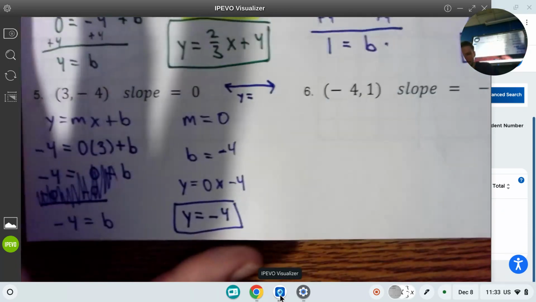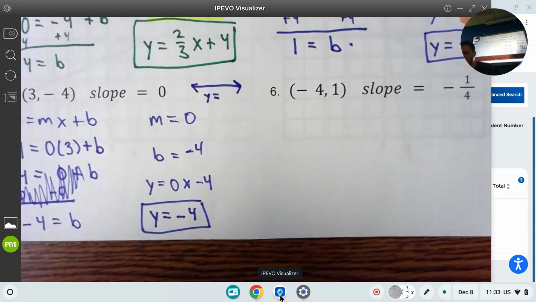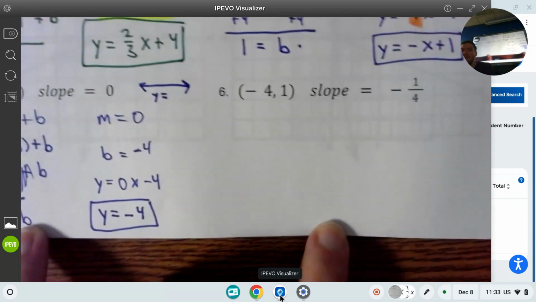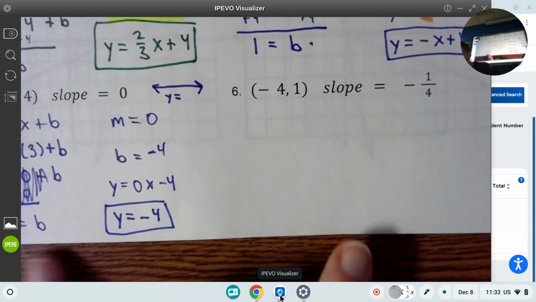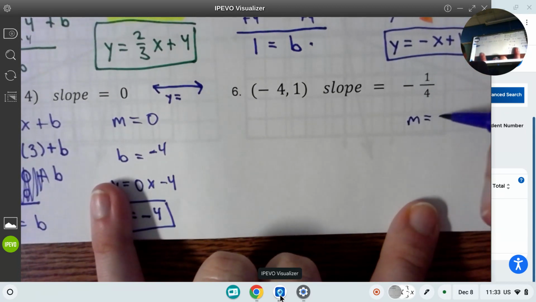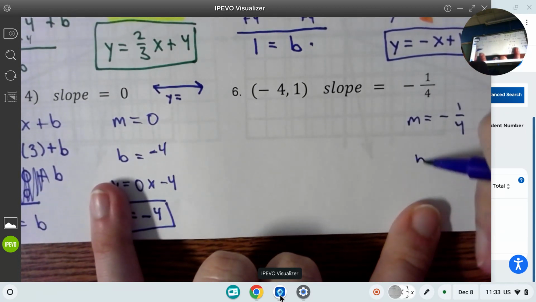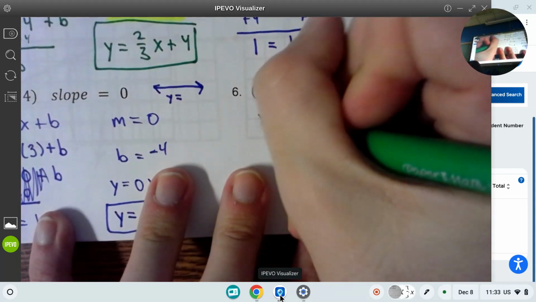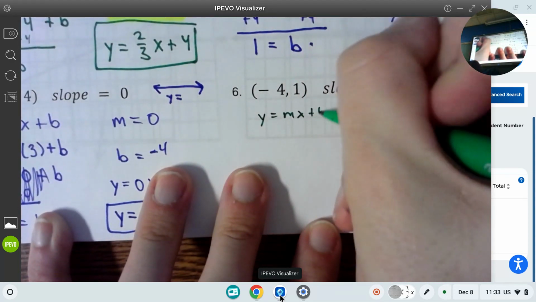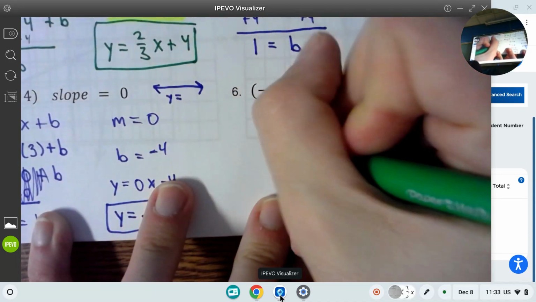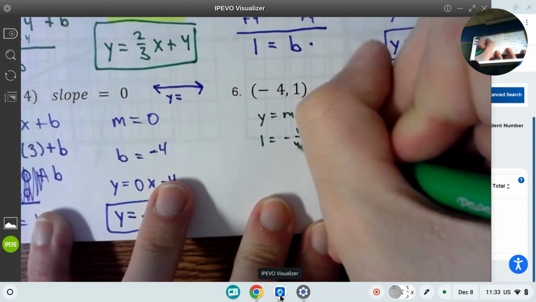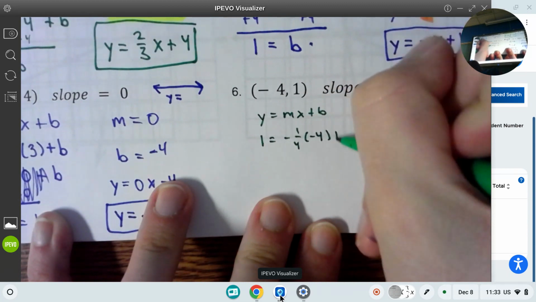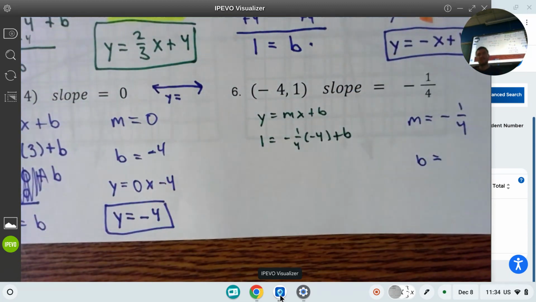The last one here, like I said, both of these are somewhat interesting. For this last one, we have a slope of negative 1/4. Okay, sure, a little bit complicated, but we can handle that. The b is missing, so I'm going to go ahead and write y equals mx plus b. I'm going to plug these numbers in. 1 equals negative 1/4 times negative 4 plus b. Please write down the b. It's the most important part. It's who we're looking for.